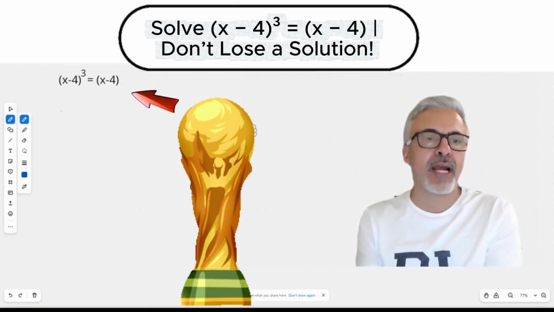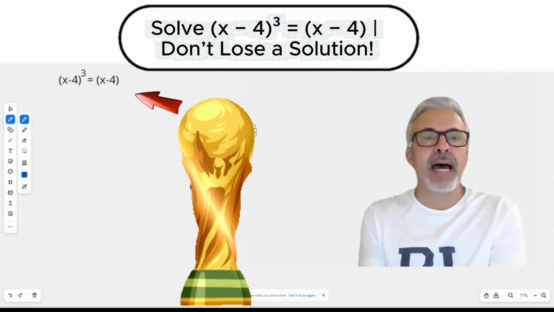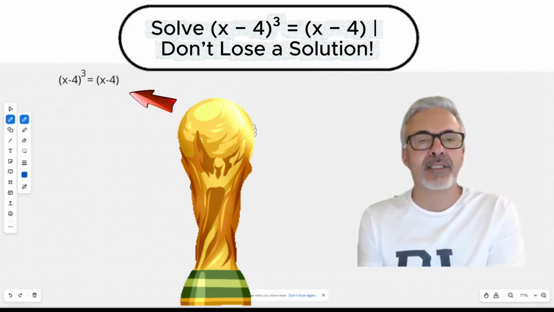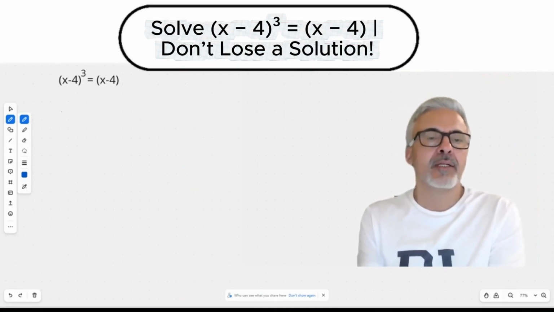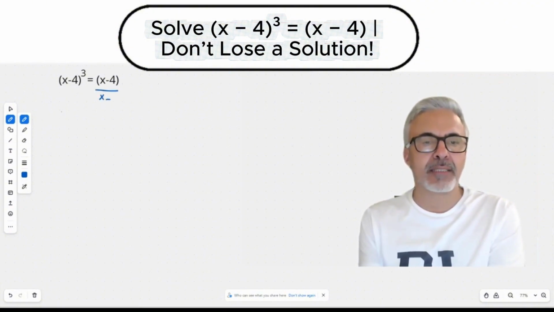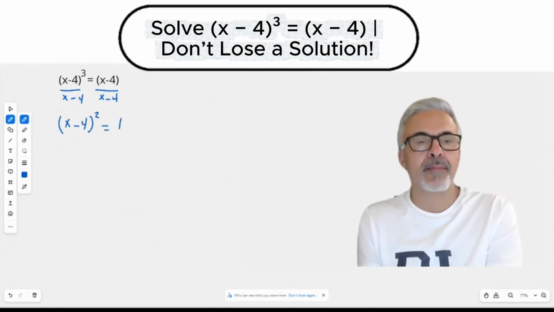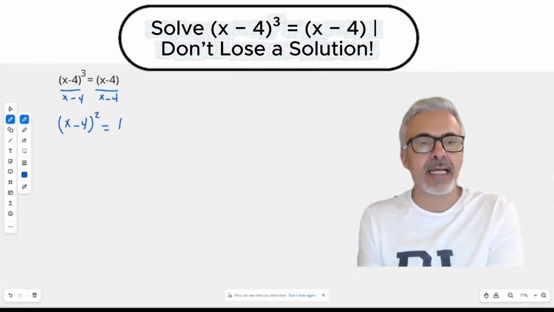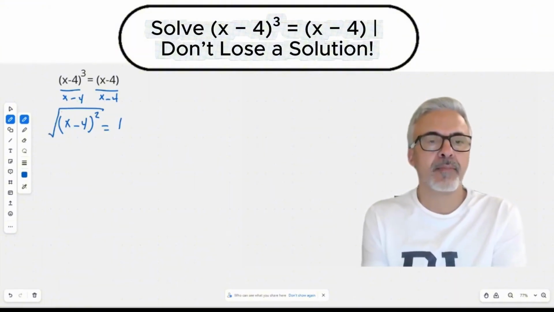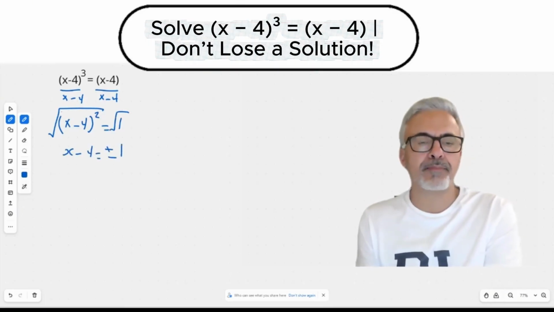We're trying to solve for x here. And lots of students, when they're solving this, the first thing they do, they think they could just divide both sides by x minus 4, and then they end up with x minus 4 squared equals 1. And then they square root both sides. They're going to get x minus 4 equals plus or minus 1.